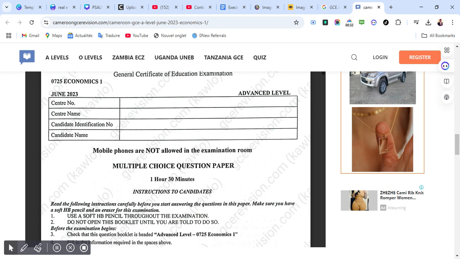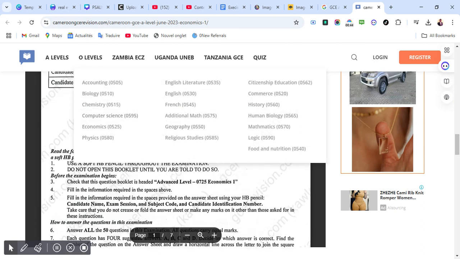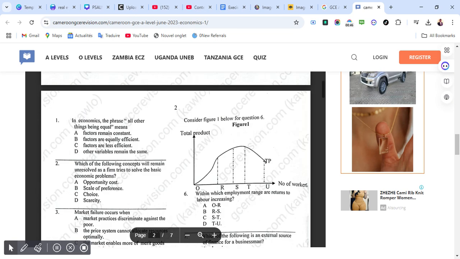So right now, once you get to your paper, the first thing you have to do is put your center number, center name, candidate identification number, and candidate name. So make sure you fill all of this. So let's go right into it.